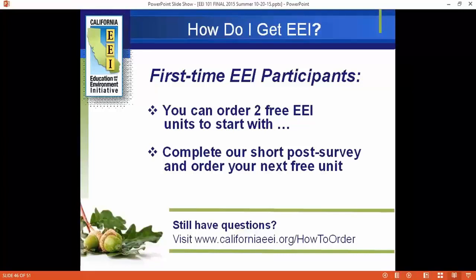Exactly. I have yet to be dissatisfied with an EEI unit. So if you don't want to wait, find one that fits you in some way, even if it's not your first choice. And I think you'll be very pleased with what you teach and what your students learn and how they engage. Yeah, and again, I just want to remind folks that in their handouts tab on the right-hand side of their screen, there is a copy of the EEI Curriculum catalog. So if you want to peruse that, you can choose.